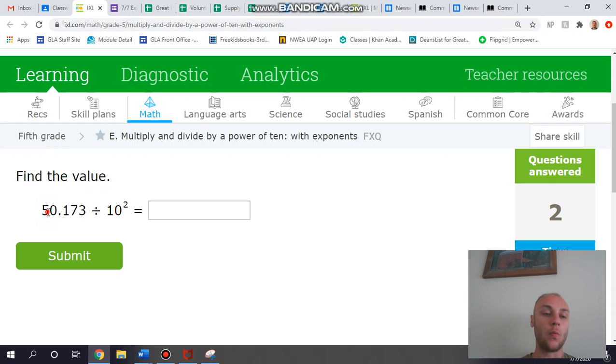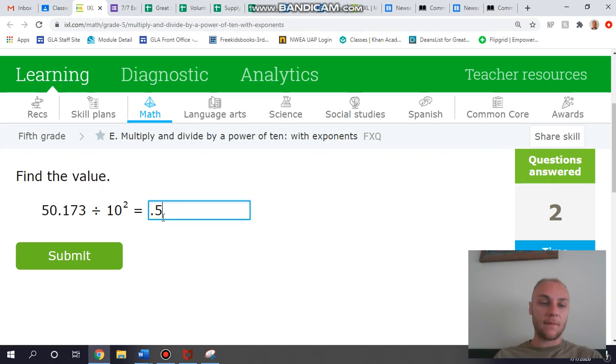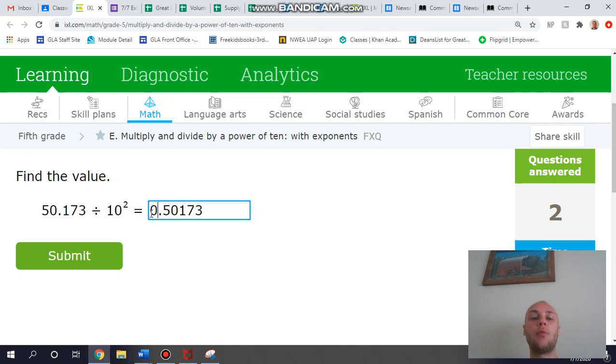Let's count. 1, 2. Oh, this one's easy. Just 0.50173. You can also make this look a little bit different. You can put a 0 up front. 0.50173. Okay?